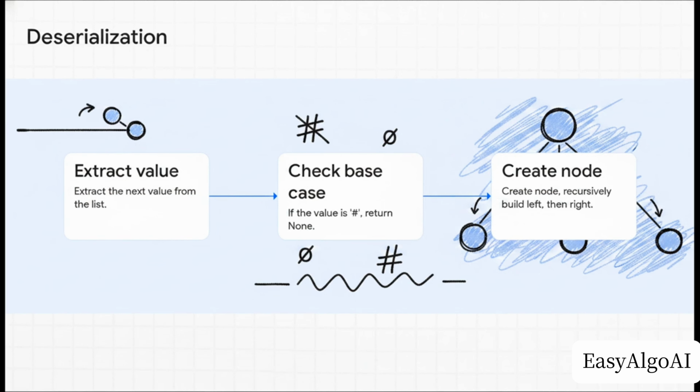To code our helper function to build the rest of the tree, we just follow these 3 core steps. First, pop the next value from our list. Second, check our base case. If it's a hashtag, simply return null. Third, if it's a number, create a new tree node, and then recursively call this exact same function to build the node's left subtree followed by its right subtree. The recursion naturally follows the exact same path our pre-order serialization took. It is perfectly symmetrical. So satisfying.